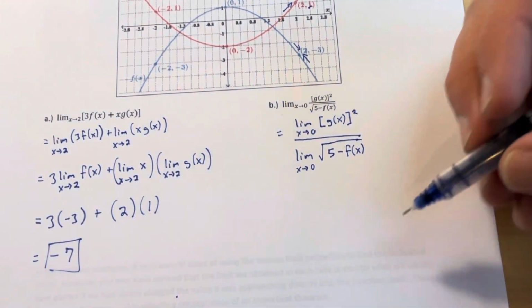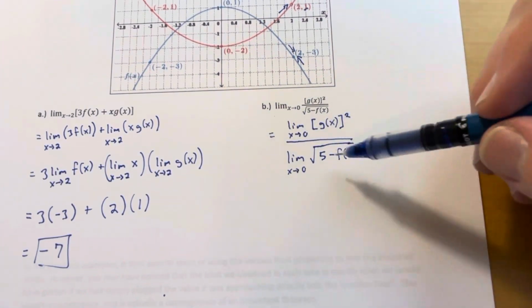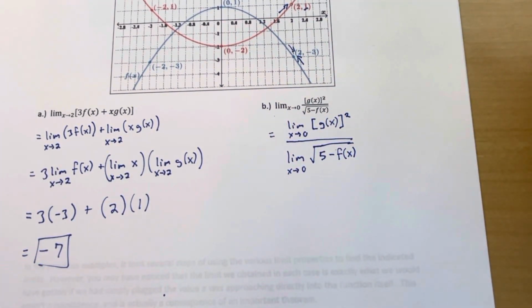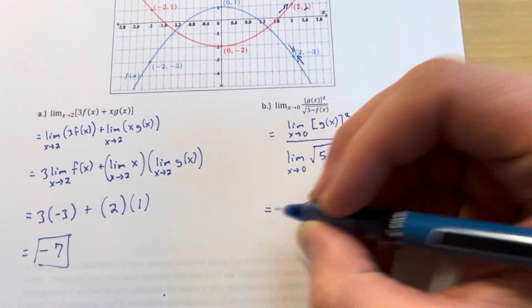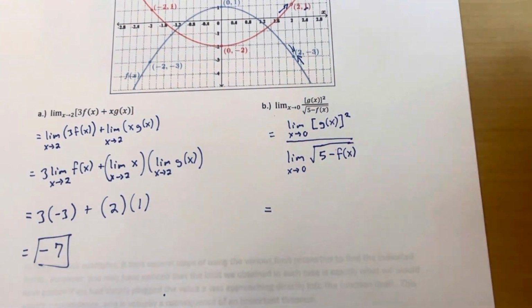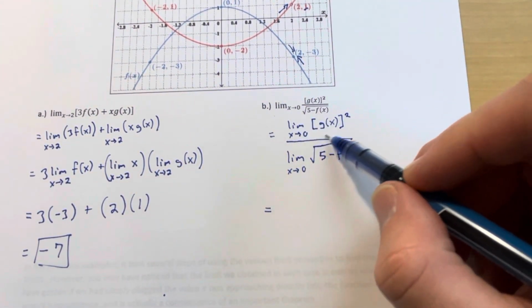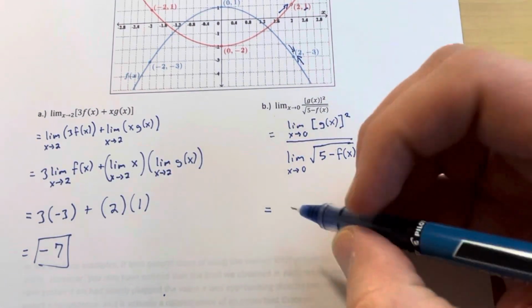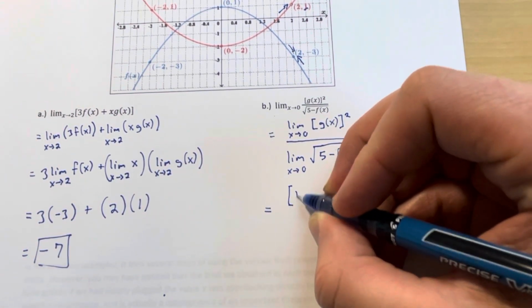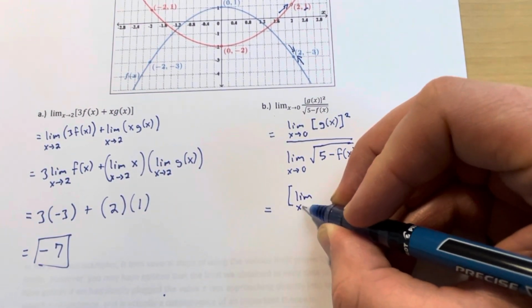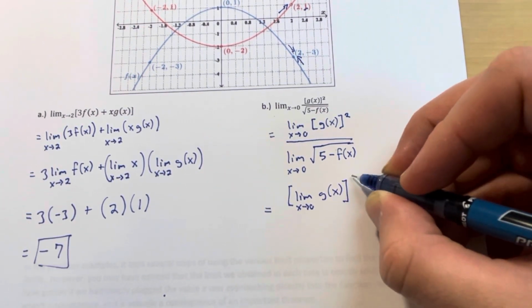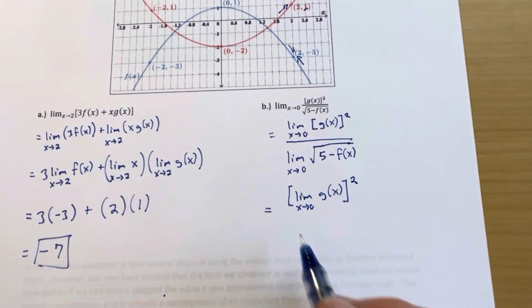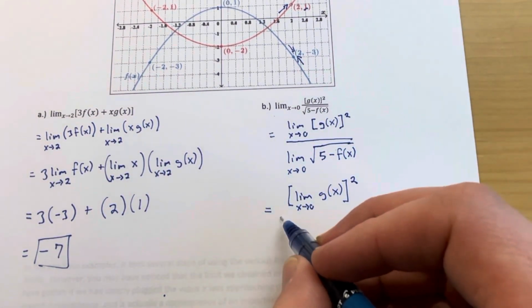Now that property does say that we can only do that if this limit down here is not equal to 0, which it turns out it's not in this case, but we will get to showing that in just a second. Okay, the next thing I'm going to do, I'm going to use the property on the previous page that says that limits can be brought in to powers. So this is the same thing as the limit as x approaches 0 of g of x squared. So notice the limit got brought into those brackets there.